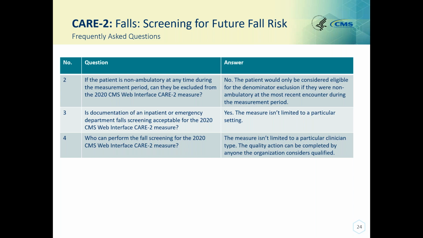Question 3, is documentation of an inpatient or emergency department falls screening acceptable for the 2020 CMS Web Interface CARE 2 measure? Yes, the measure isn't limited to a particular setting. Question 4 is, who can perform the falls screening for the CARE 2 measure? The answer is the measure is not limited to a particular clinician type. The quality action can be completed by anyone the organization considers qualified.